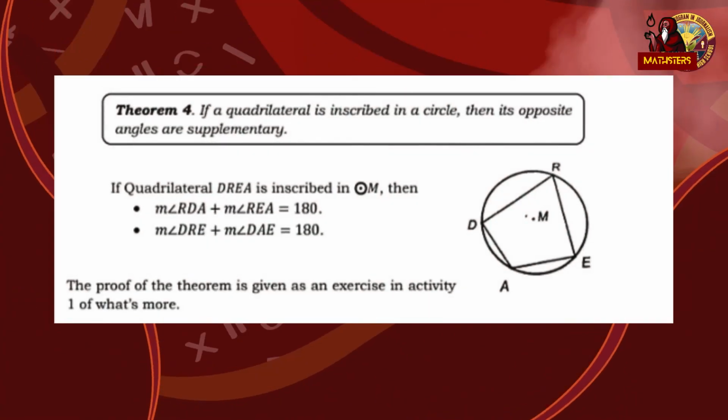Theorem number 4. If a quadrilateral is inscribed in a circle, then its opposite angles are supplementary. If quadrilateral DRAE or DREA is inscribed in circle L, then the measure of angle RDE plus the measure of angle REA equals 180.